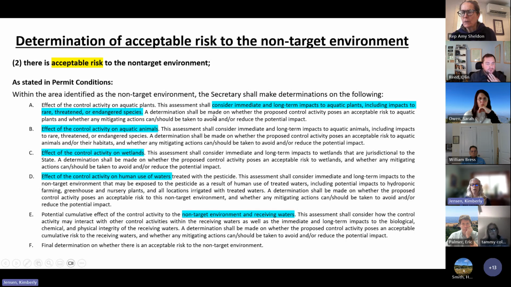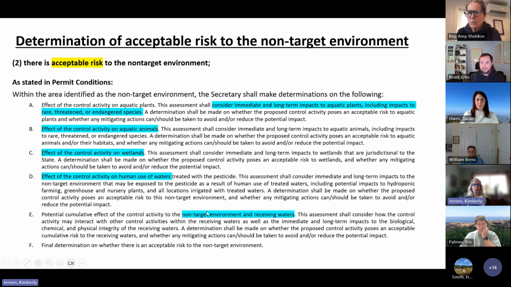This is how we make our determination, considering the immediate and long-term impacts to aquatic plants, rare, threatened, and endangered species, the effect of the control activity on aquatic animals, the effect of the control on the wetlands, and the effect of the control activity on the human use of the waters, and then the cumulative effect of all of those non-target items mentioned prior.